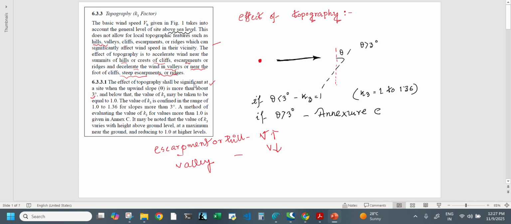The effect of topography will not be significant if the upwind slope is 3 degree and below; below that K3 is taken as 1.0, and K3 value generally varies between 1 to 1.36 for slope more than 3 degree. A method of evaluating the K3 values is given in annexure C. It may be noted that K3 varies with height above the ground level, at a maximum near the ground and reducing to 1.0 at the higher level.